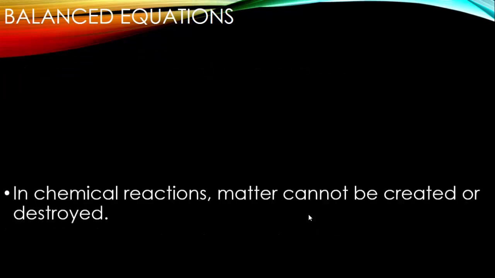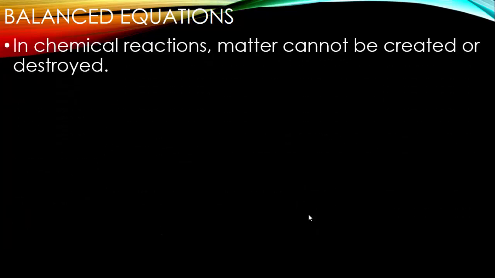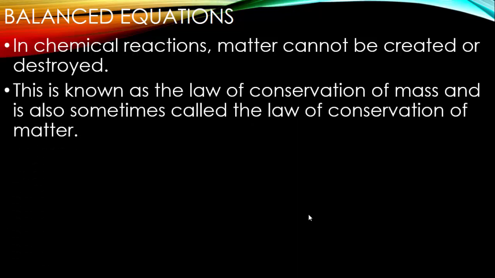All right, so balanced equations. You must balance a chemical equation. In chemical reactions, matter cannot be created or destroyed. You can't just get rid of atoms because you want to or you don't like balancing chemical equations. They have to be balanced, and here's why. This is known as the law of conservation of mass and sometimes called the law of conservation of matter. Matter cannot be created or destroyed.